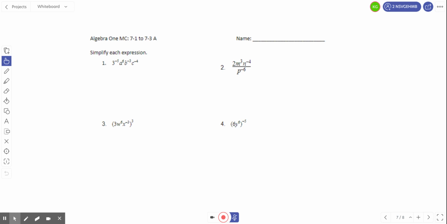All right, here are the solutions to Algebra Master Check 71273. A. So first we're simplifying these expressions.